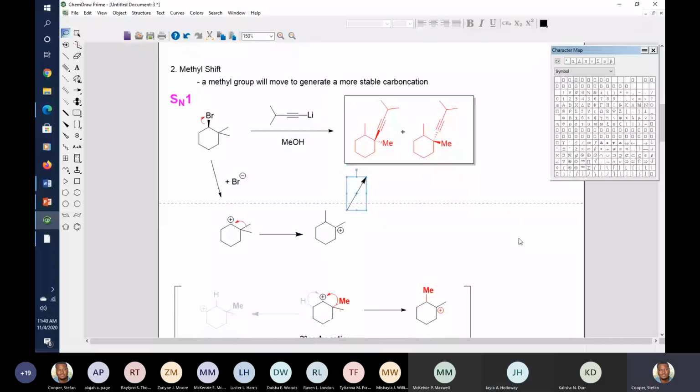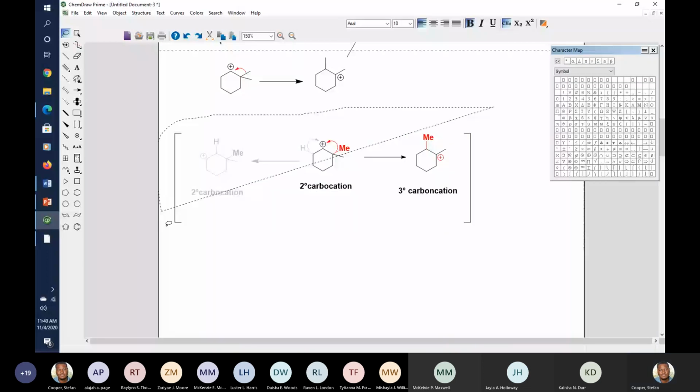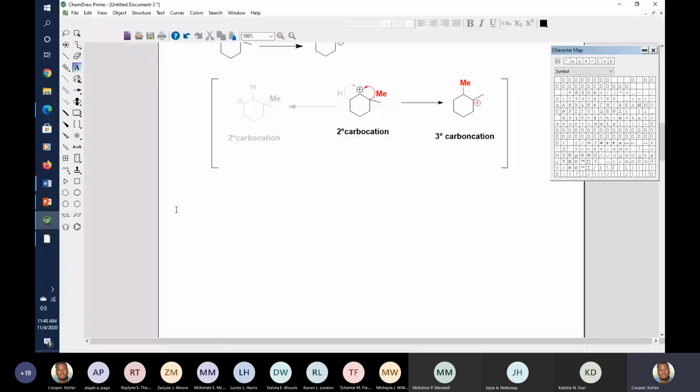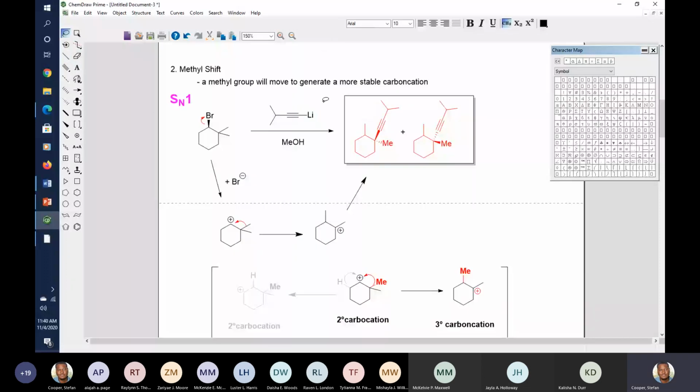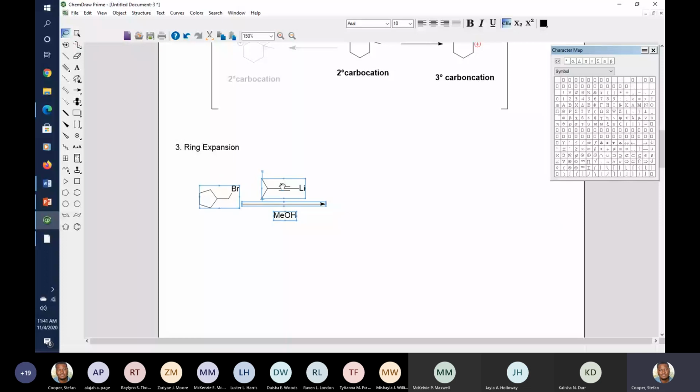All right, this is the potential rearrangements and why it went the way it did. All right, let's work on our third type of rearrangement. All right, this is called a ring expansion. Let's take a look at this. All right, I'm going to have the same bromide leaving group. And now I have this compound. All right, what's going to happen here?